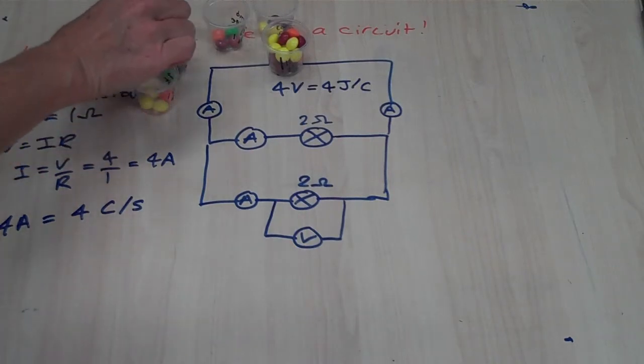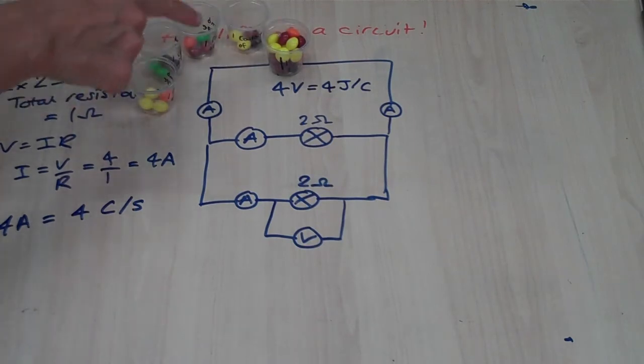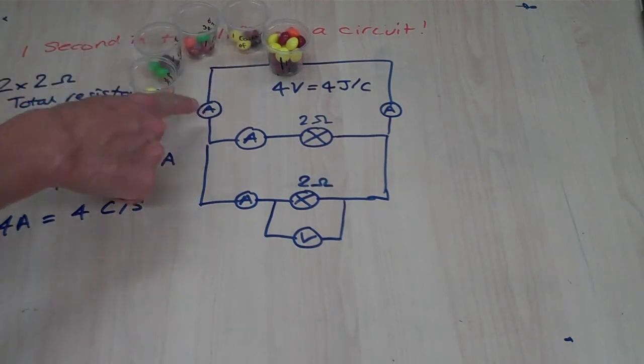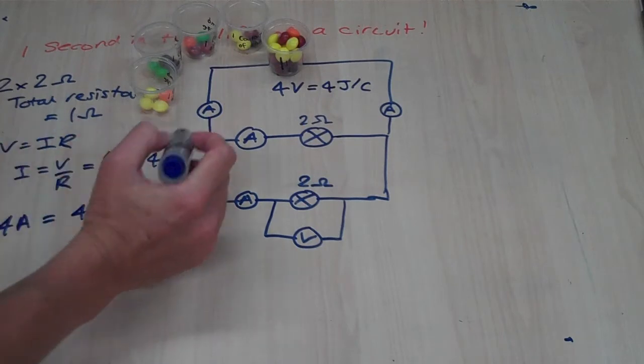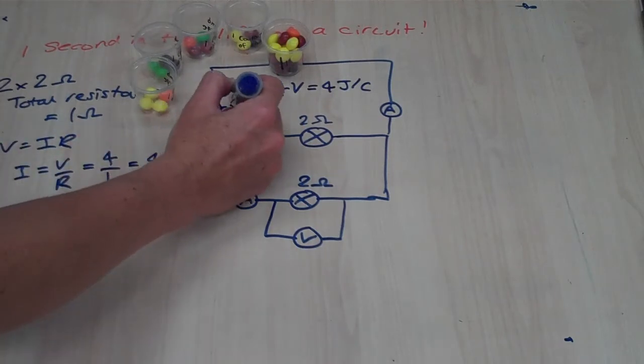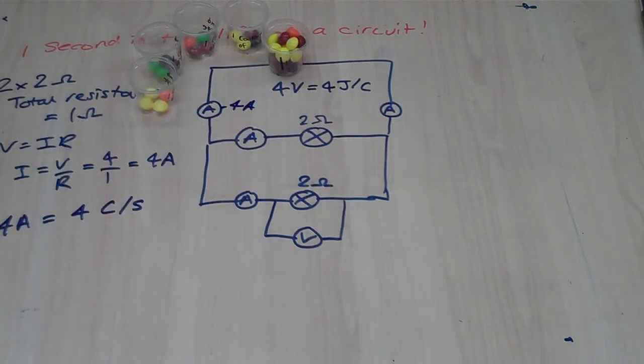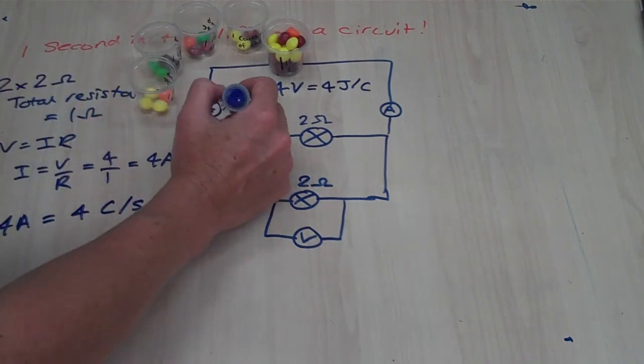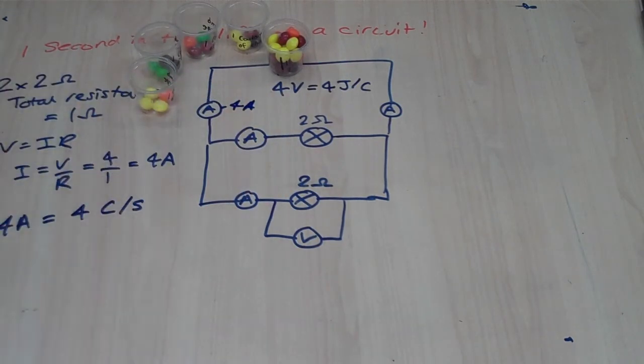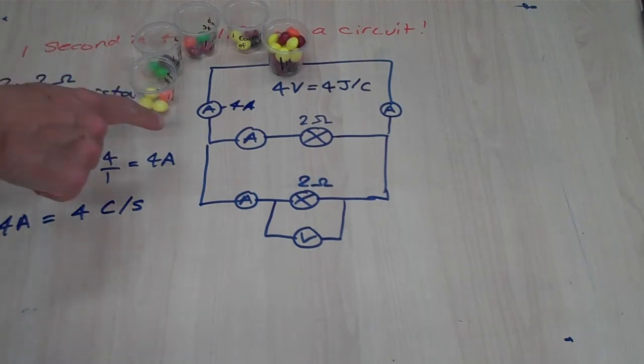All of these charges, all of these coulombs of charge, are going to flow past this ammeter here. There's no other pathway for them to go past. So that means that 4 amps will be measured by this ammeter. That 4 amps is the same here, 4 coulombs per second flowing past that ammeter.